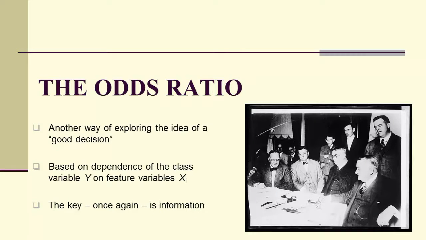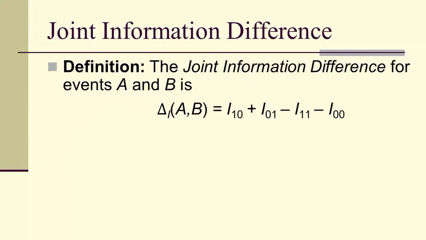The odds ratio. We're going to look at another way of talking about this idea of a good decision based on dependence and independence, and once again, our key concept will be information. So we're going to define the joint information difference for events A and B as this delta sub I, A comma B, is this sum, I10 plus I01 minus I11 minus I00.